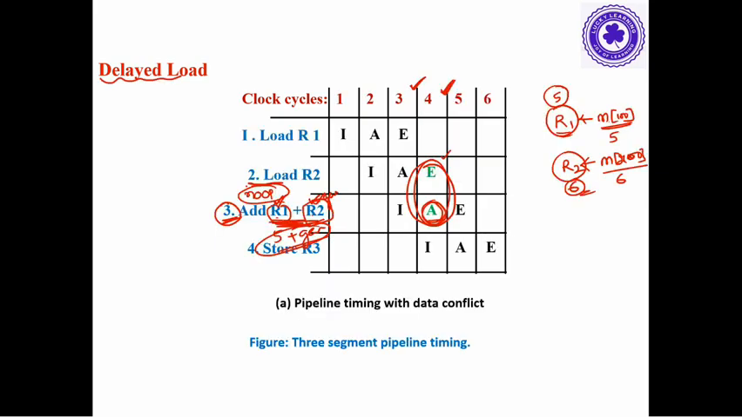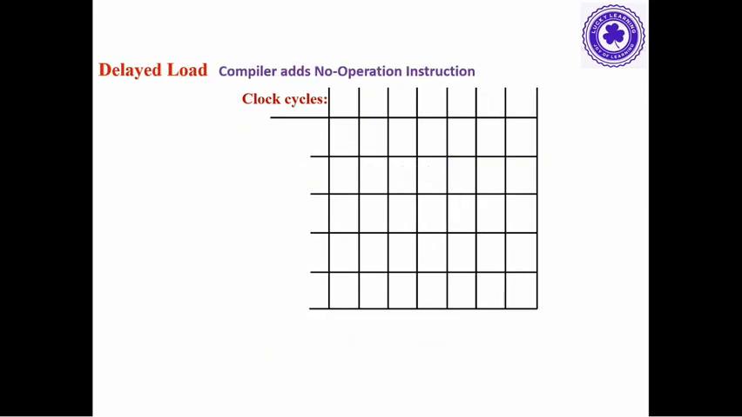Here, what does the compiler add? No operation instructions. Where to add? Between the second and third instructions. Look, in the first clock cycle, instruction 1 entered the I segment. In the second clock cycle, instruction 1 entered the A segment and instruction 2 entered the I segment. In the third clock cycle, instruction 1 entered the E segment, instruction 2 entered the A segment, and the third instruction is a no operation, inserted by the compiler, which entered the I segment.